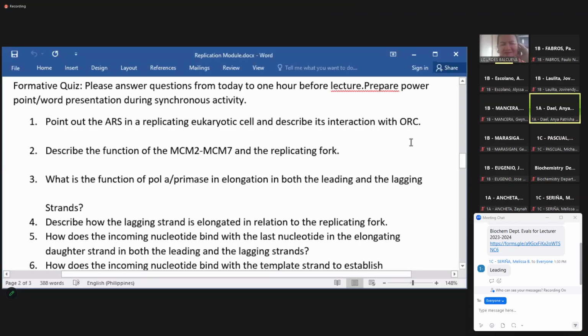Doc, yes. To answer very concisely lang po: ARS stands for autonomously replicating sequences, and it functions as a binding site for ORC, which is the origin recognition complex. So what ORC does is that it binds with ARS to direct DNA replication po. Okay.